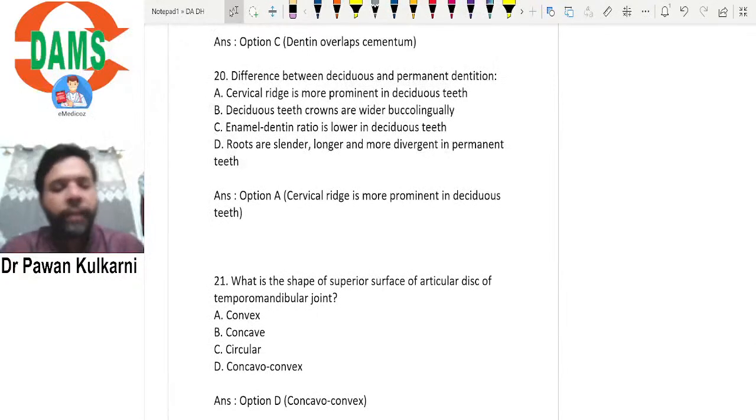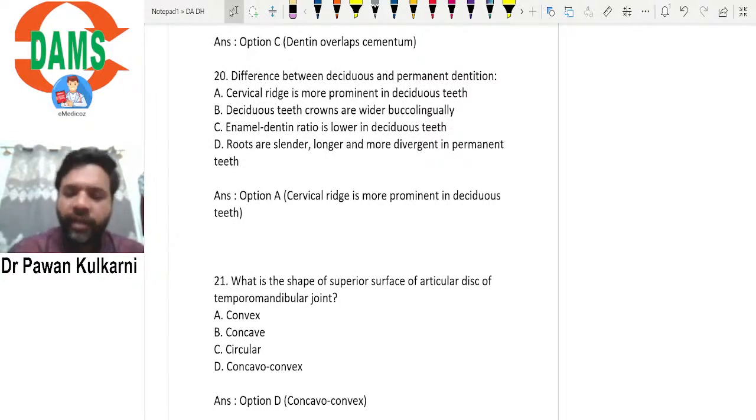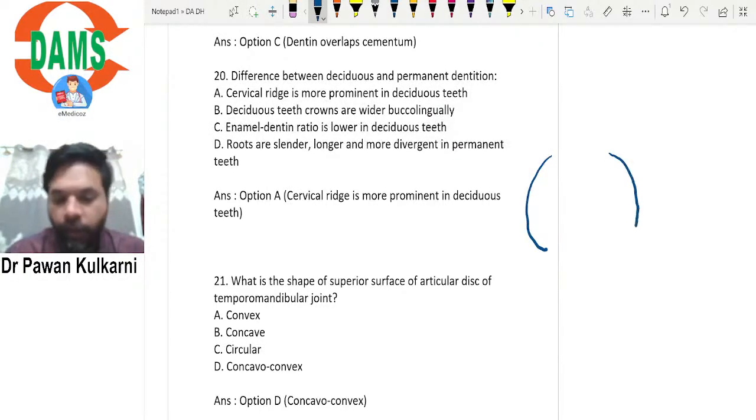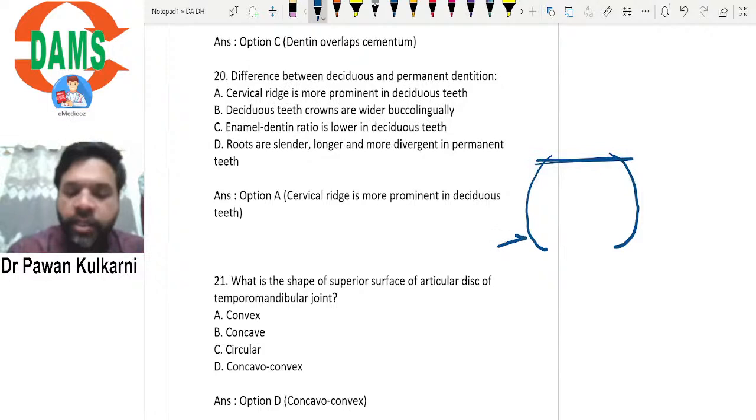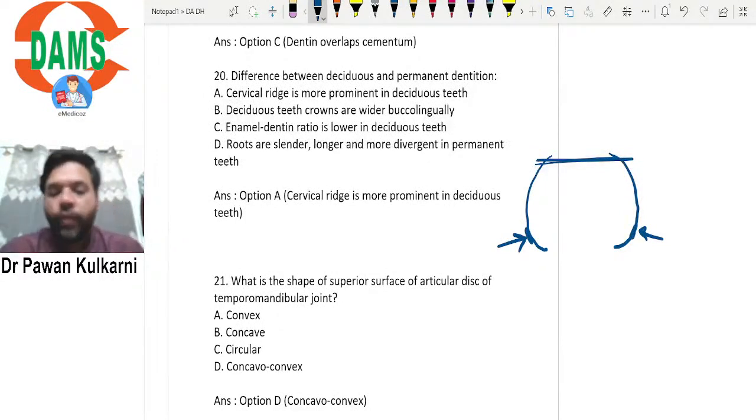Difference between deciduous and permanent dentition. This is a very important question. The main important difference between a deciduous and a permanent tooth is the cervical ridge. What do you mean by cervical ridge? Let me draw this. Suppose this is the occlusal part. This bulge is called the cervical bulge or cervical ridge. This is very prominent in the deciduous teeth, whereas in the permanent tooth it will not be so prominent. It will usually be flat.